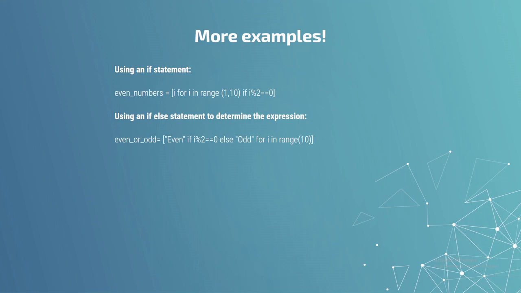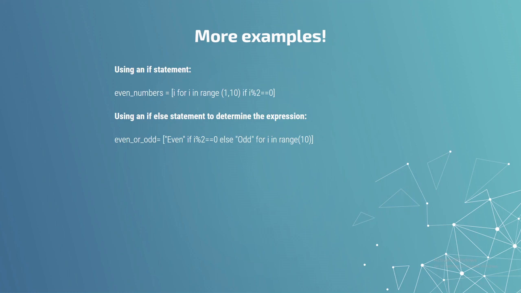Everything else, for i in range 1 to 10, if i mod 2 equals 0, is which i's go into your even numbers list. In this case, we're saying, for i in range 1 to 10, giving the values of 1 through 9, if the remainder of i when divided by 2 is equal to 0. What this does is that it gives us all the even numbers in the specified range.